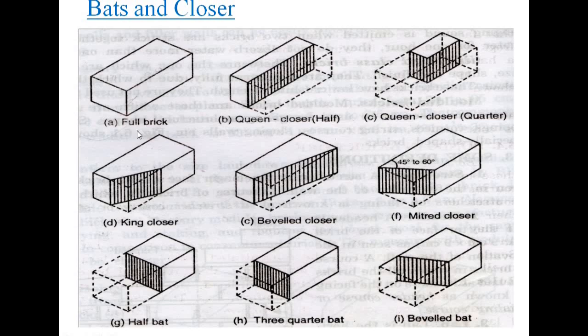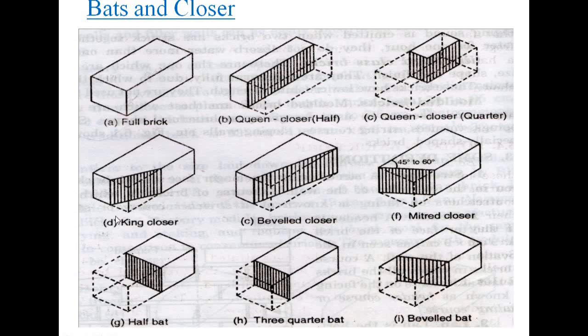Okay, so here you can see. Number one, A, is a full brick, a standard full brick. The second image, B, represents the queen closure half. It is cut along the length, and after cutting, the remaining brick is called a queen closure. Here the 1/4 portion is the queen closure quarter. So this is queen closure half and this is queen closure quarter. When you use this quarter portion of the brick in the construction of a wall, it is called a queen closure quarter.